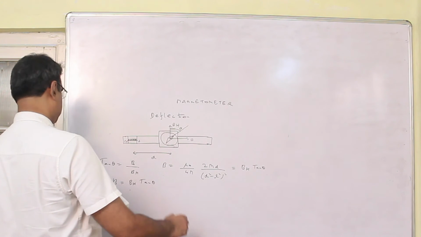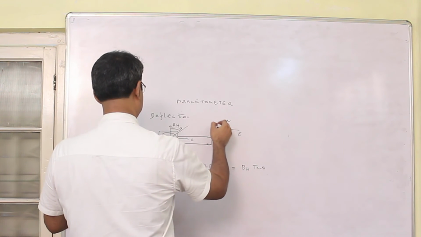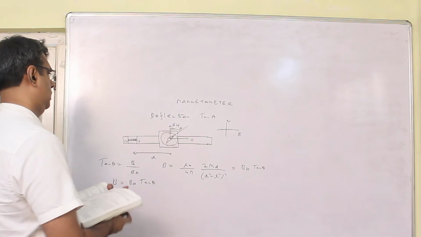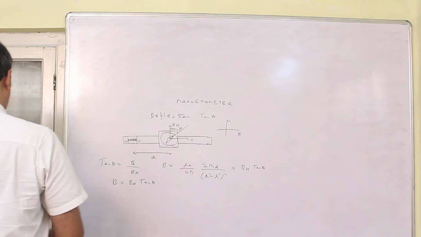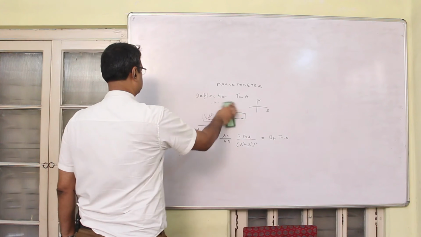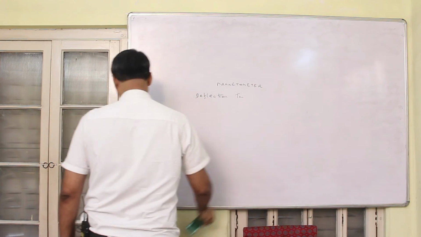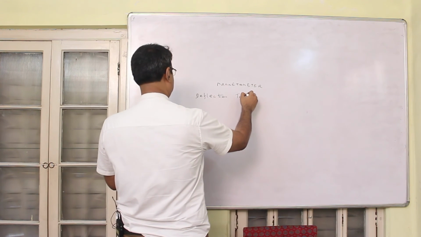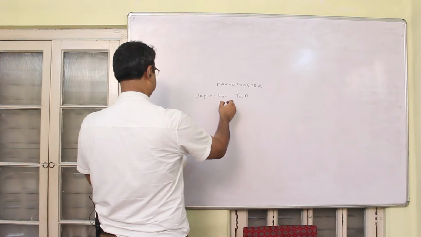Now in a deflection magnetometer, when the wooden frame is placed like this, along east-west, then this is called the tan A position. So when the wooden frame is placed along east-west, this is known as the tan A position of the deflection magnetometer.